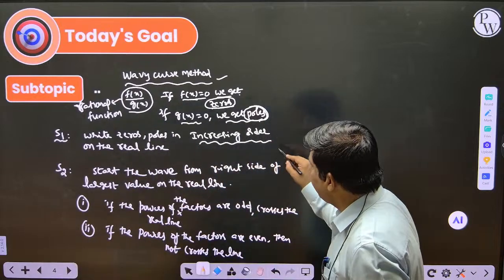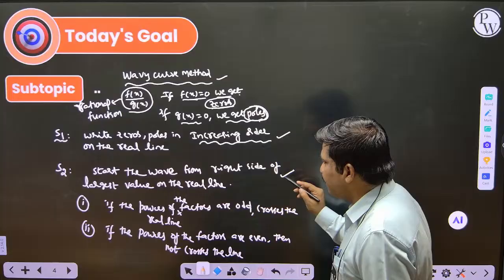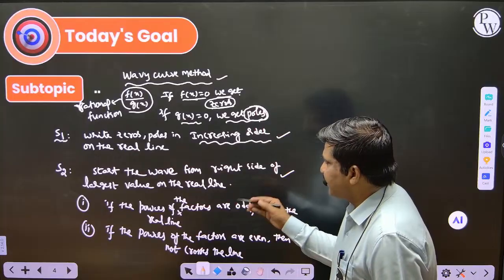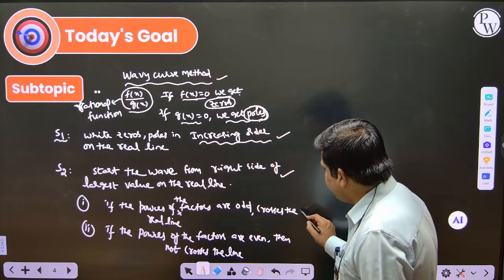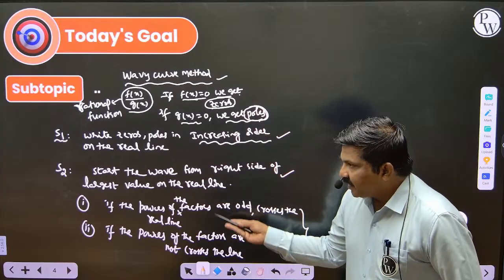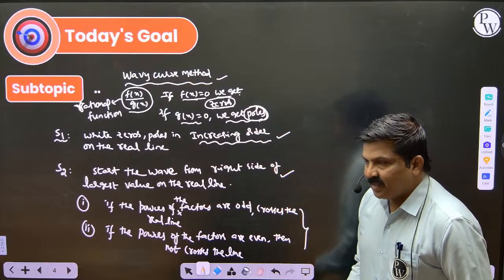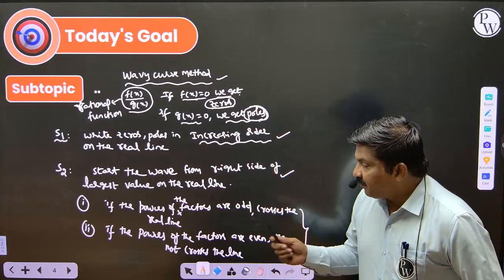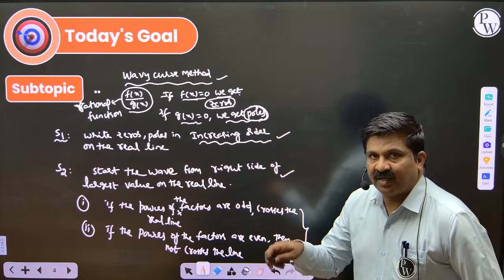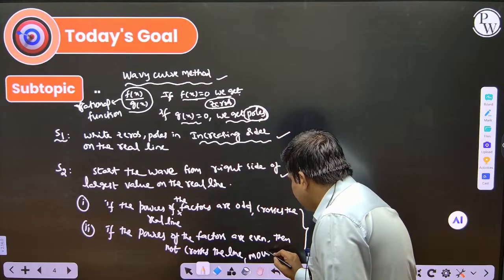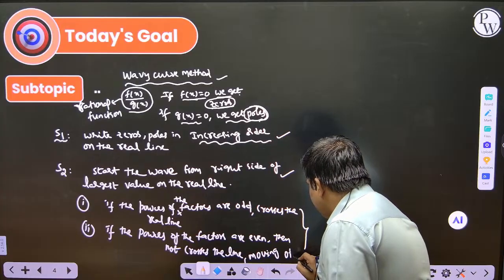So this is step number 1: write in increasing order. Step number 2: start to draw the wave from the right side of the largest value. While you are drawing the wave, take care of these 2 points. What is that? Check its power. If the power is odd, you can cross it. If the power is even, you are not crossing it. Moving to another one. Not crosses the line. Moving to the other point.